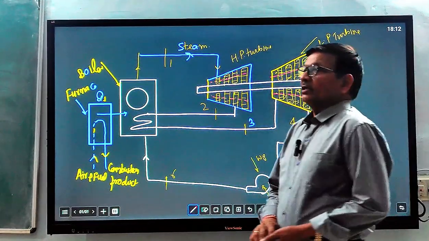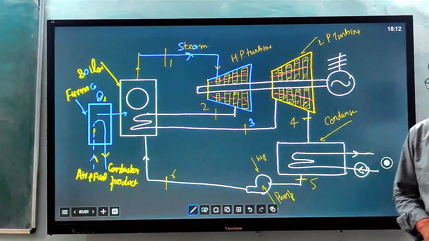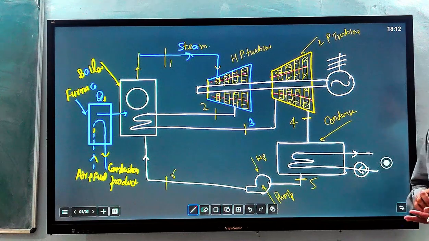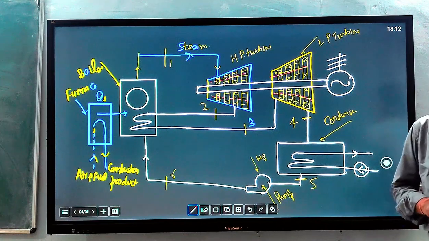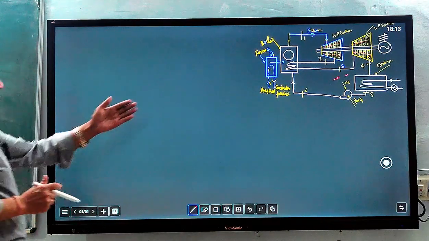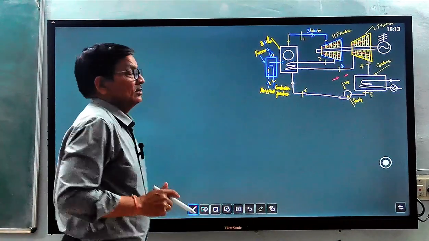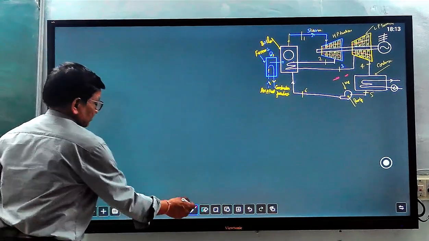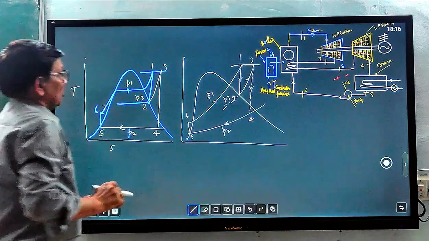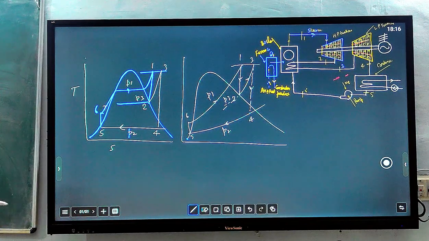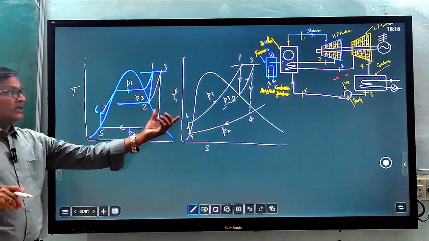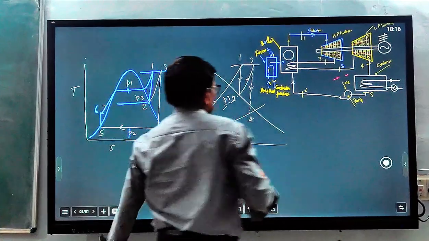So we can show this on the TS diagram and HS diagram, so that we can solve this problem, how we can calculate all processes on the TS diagram and HS diagram. So see the reduced size, and now we represent this reheat cycle process on the HS diagram and TS diagram. Either you can solve it by using the TS diagram or HS diagram. This diagram is also known as a Mollier chart.